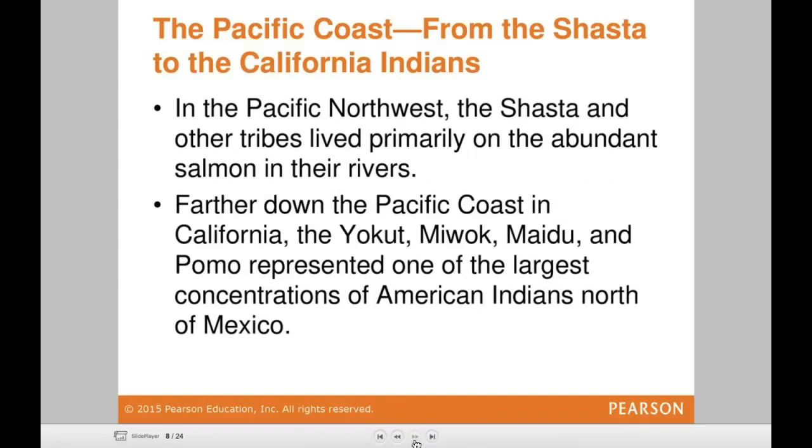The Pacific Coast, from the Shasta to the California Indians. In the Pacific Northwest, the Shasta and other tribes lived primarily on the abundant salmon in the rivers. They were a fishing people. Farther down the Pacific coast in California, the Yokut, Miwok, Maidu, and Pomo represented one of the largest concentrations of American Indians north of Mexico.